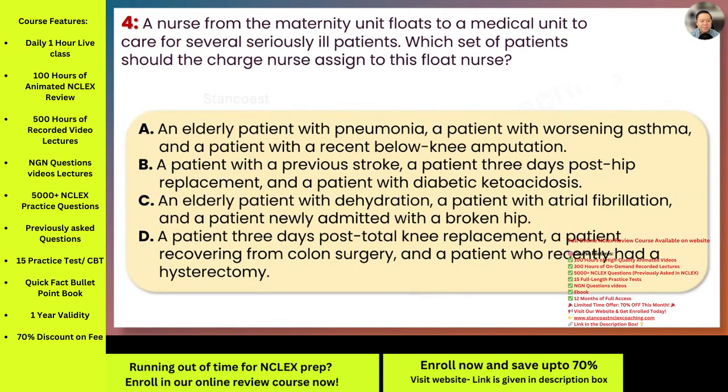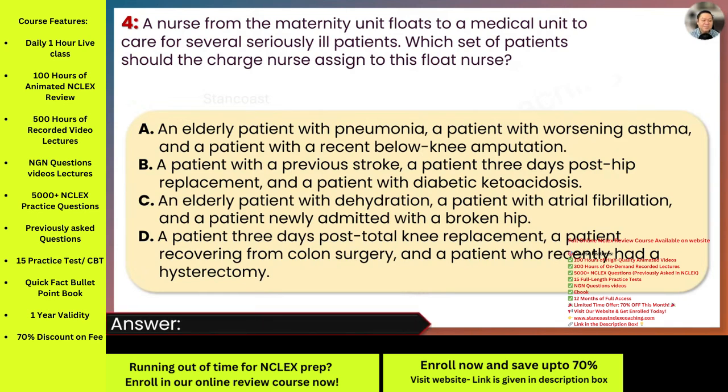Options: A, an elderly patient with pneumonia, a patient with worsening asthma, and a patient with a recent below-knee amputation. B, a patient with a previous stroke, a patient 3 days post-hip replacement, and a patient with diabetic ketoacidosis. C, an elderly patient with dehydration, a patient with atrial fibrillation, and a patient newly admitted with broken hip. D, a patient 3 days post-total knee replacement, a patient recovering from colon surgery, and a patient who recently had a hysterectomy.